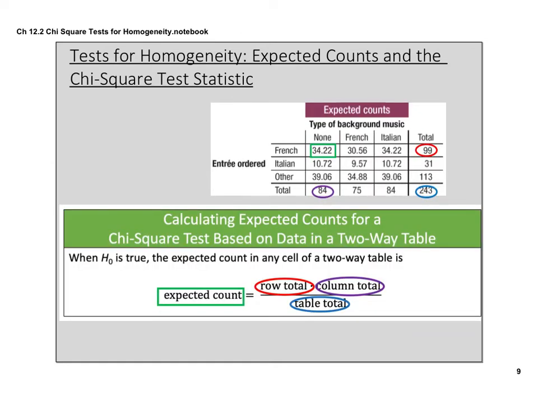So here's the table of all of the expected values. If you take 99 out of 243 and multiply it by 84, you get the 34.22. You multiply it by 75, you get the 30.56. Multiply it by 84 again, you get that 34.22 again. If you take the 31 out of 243 times the 84 in this column, that gave them the 10.72. 31 out of 243 times the 75 in this column gave them 9.57. So that's where those expected counts are coming from. And here's kind of your little equation for that.